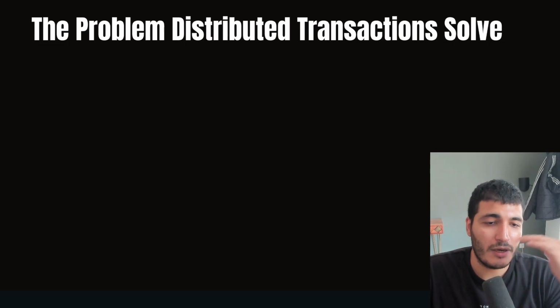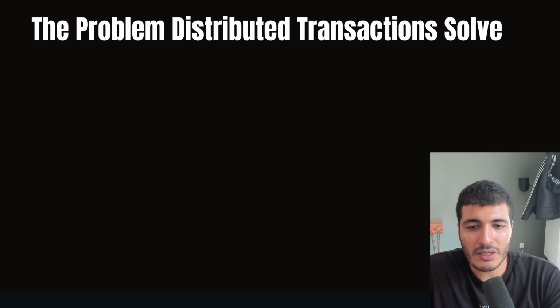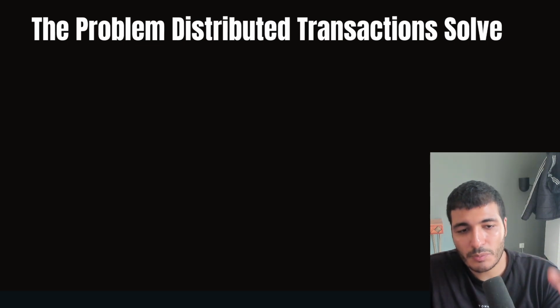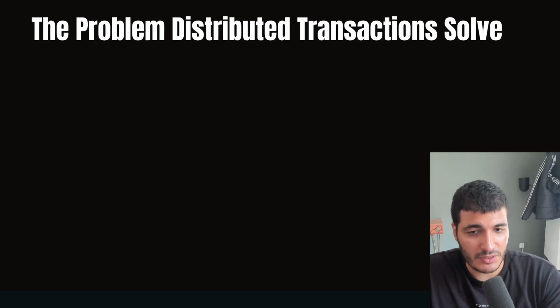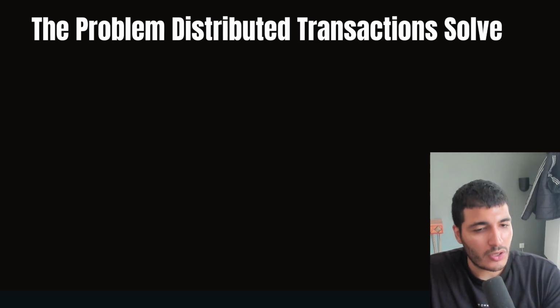In a monolithic application, this might be a single database transaction, but in a distributed or microservices architecture, data is partitioned across independent services, making this all-or-nothing guarantee incredibly challenging.